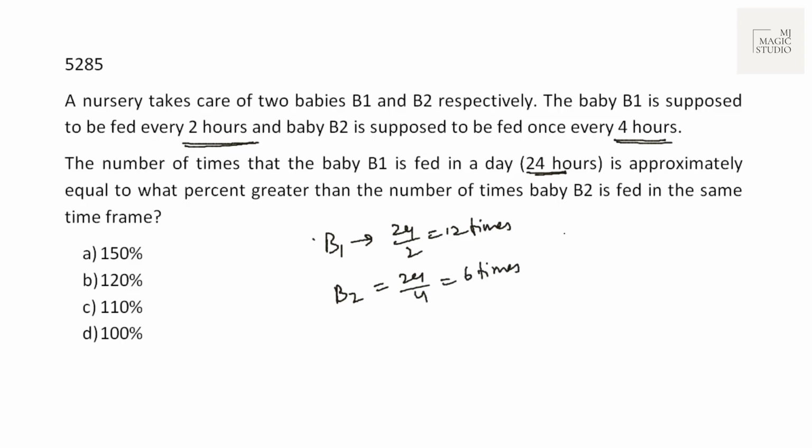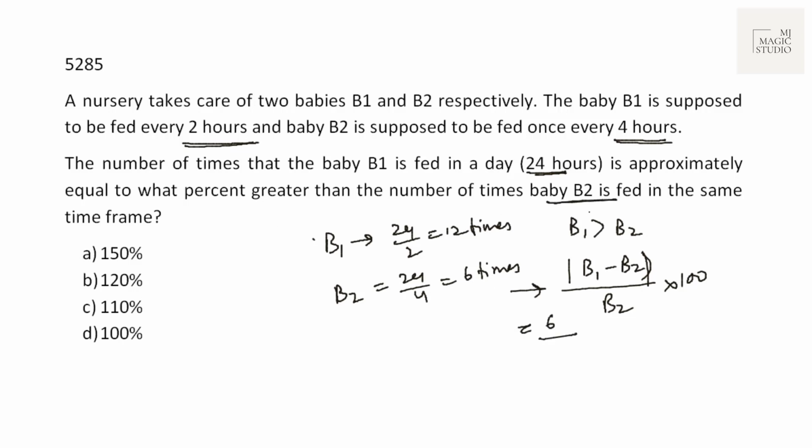So they are asking how much B1 is greater than B2. So that should be the difference between B1 and B2 divided by B2 into 100. This is how we do comparison. Difference is 12 minus 6, that is 6. And the base would be 6 because it is being compared with B2. So 6 by 6 into 100 is 100%. Option D is the pick here.